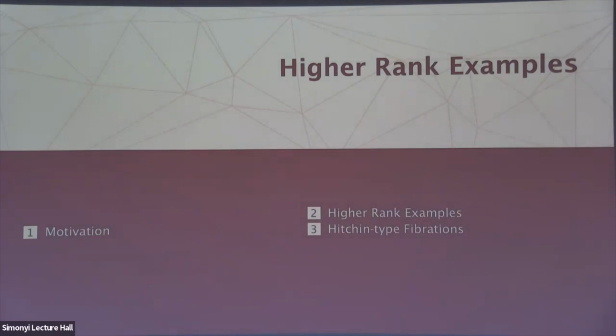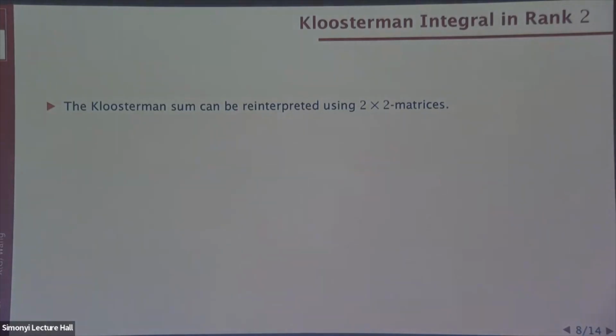Okay, so beyond the basic example, let me present some higher rank examples. First, the basic example itself can be reinterpreted using 2x2 matrices. Now let F be the field of Laurent series over K, and O be the subring of power series over K. And we have the residue map from F to K, which is just like the residue map of any Laurent series: just take the coefficient in front of t^-1.